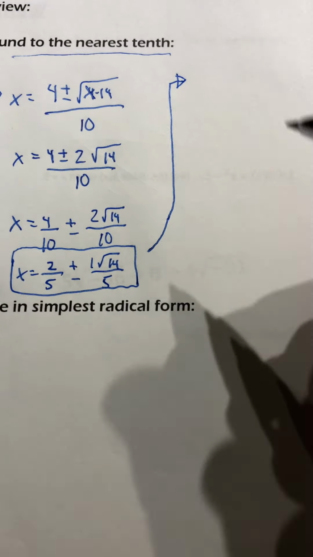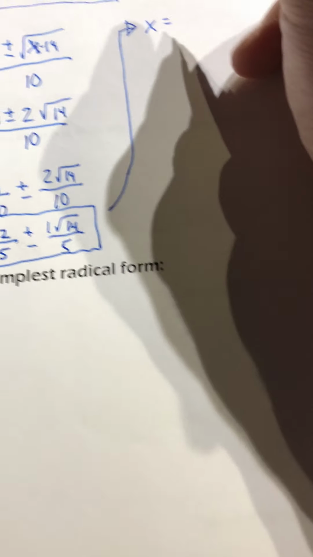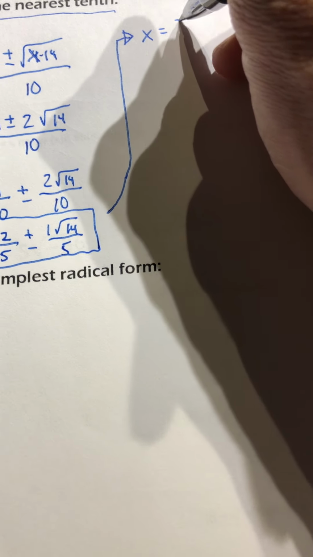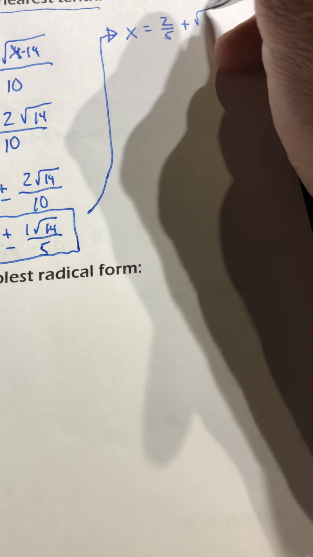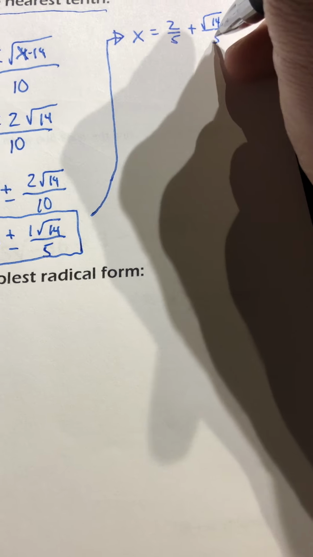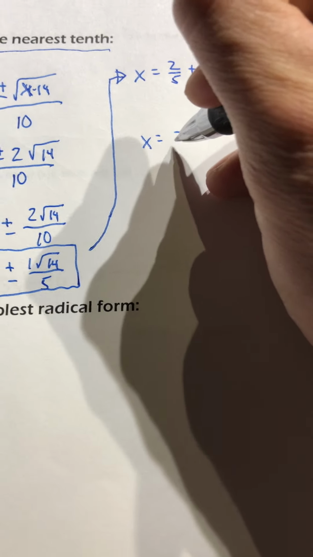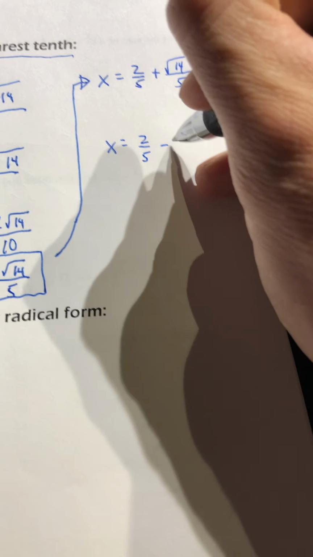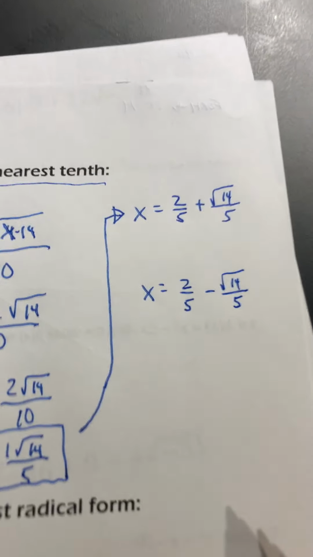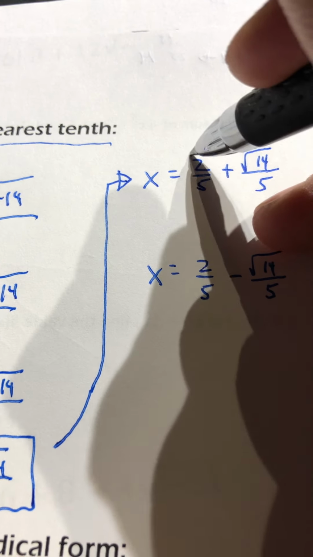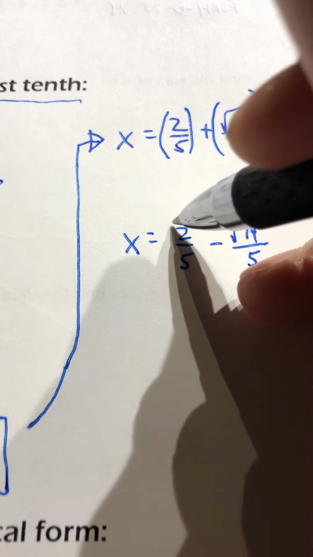calculator. You're going to plug this in 2 ways. So I have x is equal to 2 over 5 plus radical 14 over 5. And I have x is equal to 2 over 5 minus radical 14 over 5. In your calculator, you're going to plug each of these in. And I'm just going to put each of these inside its own set of parentheses.